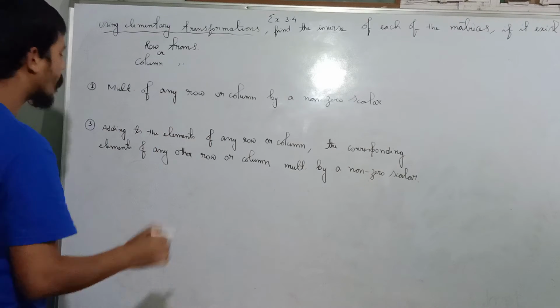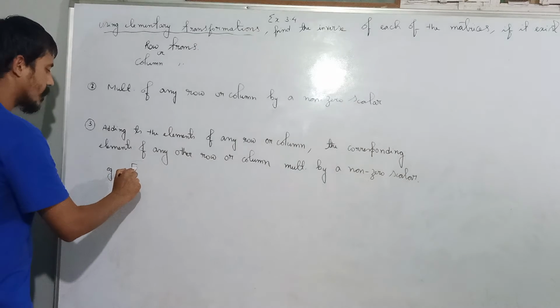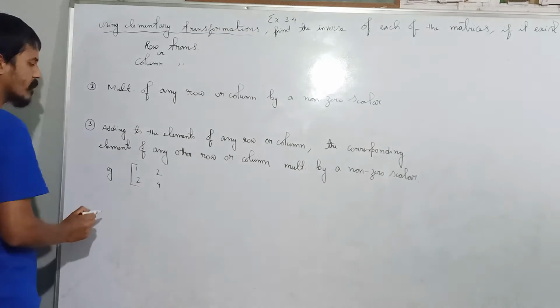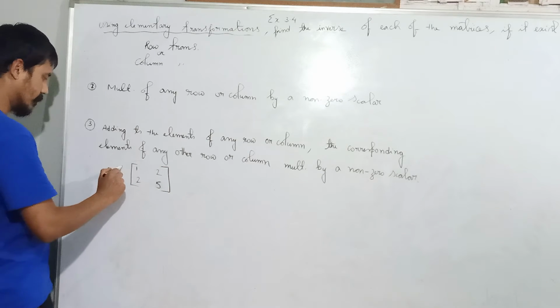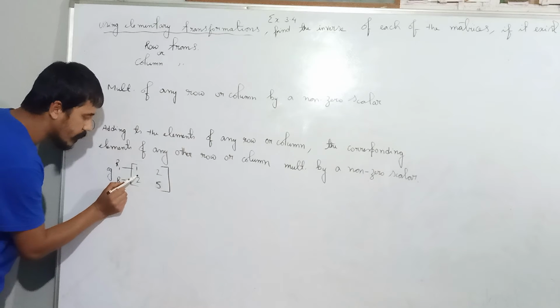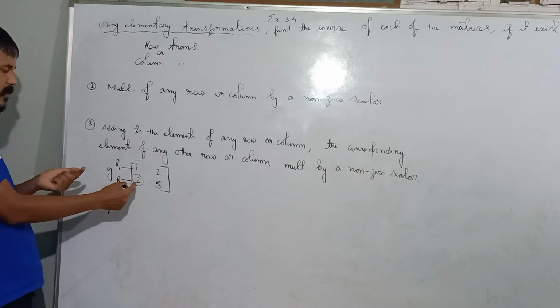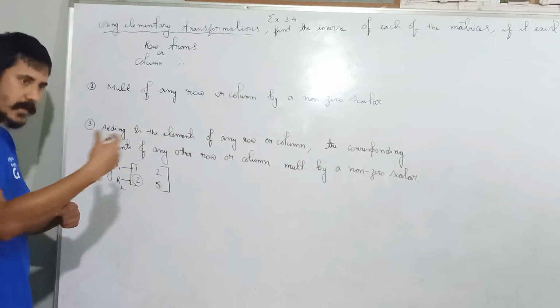Is it okay? Suppose I'll show you an example. Suppose this is 1, 2, 2, and 5. Okay. Now this is your row 1. This is your row 2. I want to convert the first element of row 2 to 0. This is the first element of row 2. I want to convert this entry of row 2 to 0.